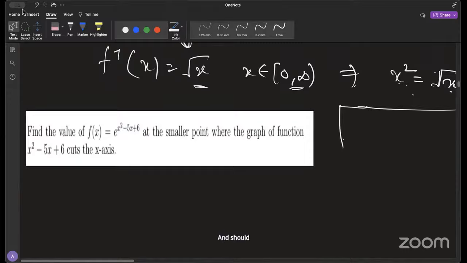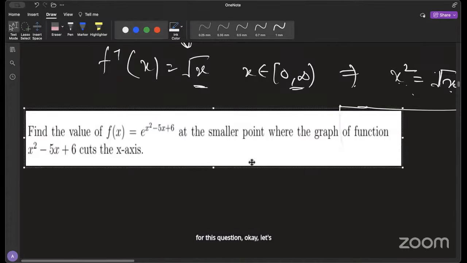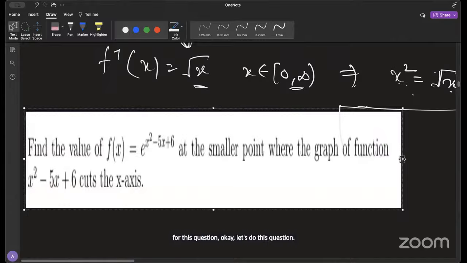Should it be e square? Square, I don't think so. Smaller point means we should consider the smaller root, right? So this question, okay, let's do this question here.